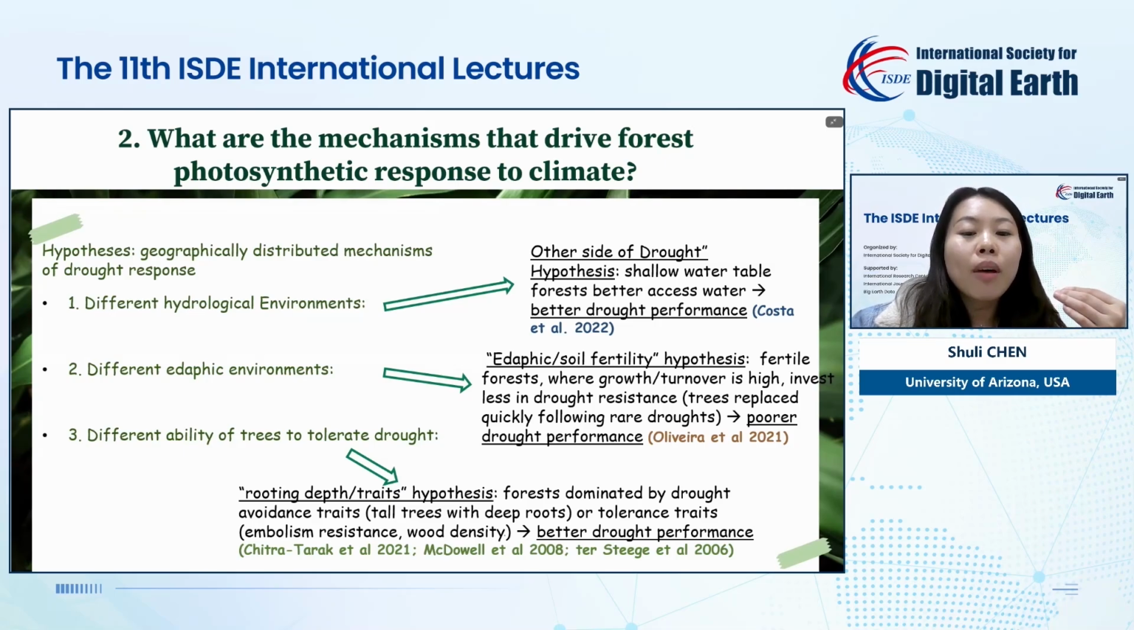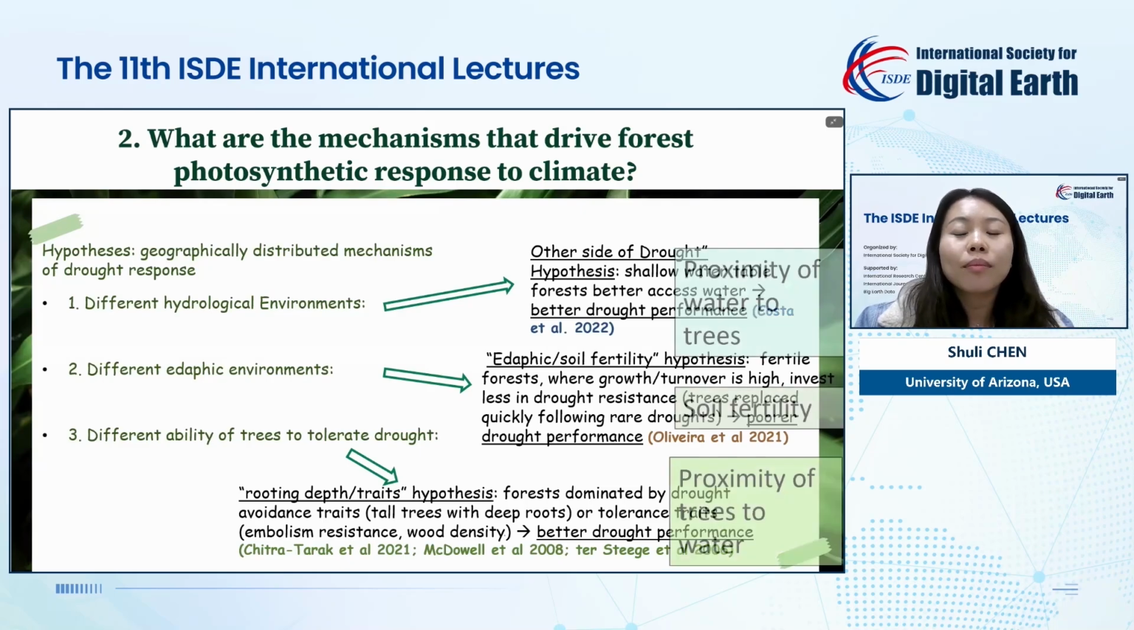And the root depth hypothesis explains that during drought, taller forests with deep roots could have better access to water, and they tend to show better performance during the drought. Or they have higher tolerance traits, like higher embolism resistance or dense wood density, and because they have higher embolism resistance, they tend to be more resilient during the drought because they tolerate lower water potential.